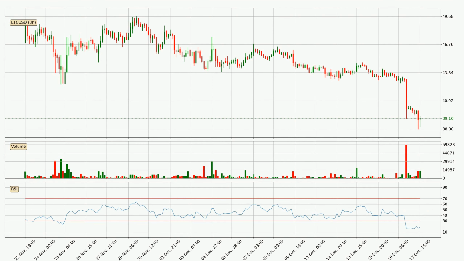Jumping to the 3-hourly relative strength index, currently, the 3-hourly RSI of 18 is rather low, meaning that the price is very oversold and we can expect a comeback, or for the price at least to remain stable for some time.